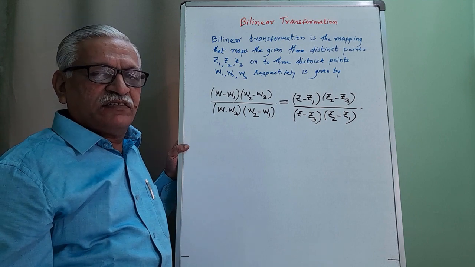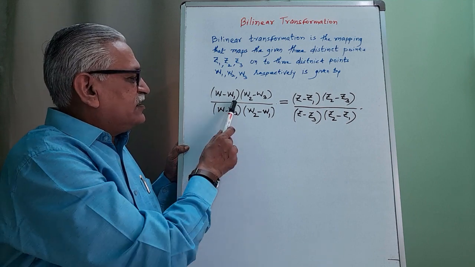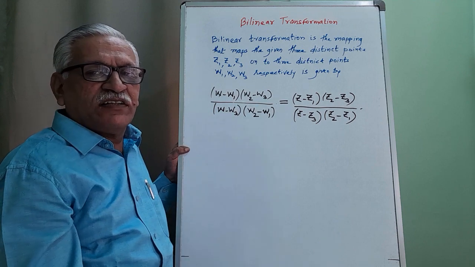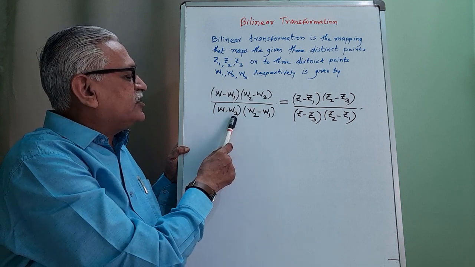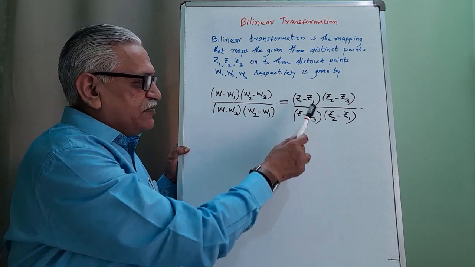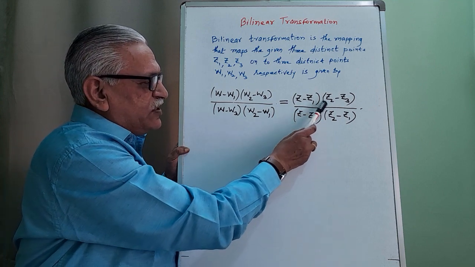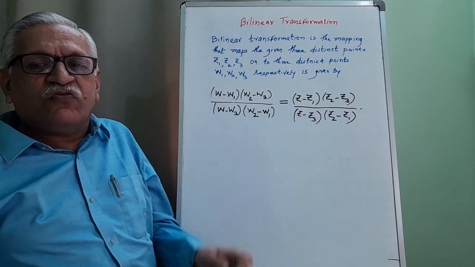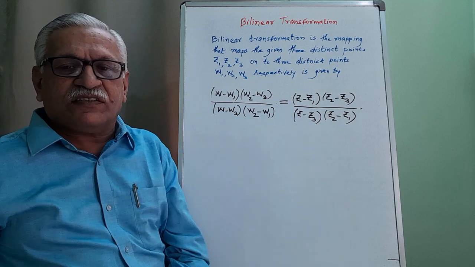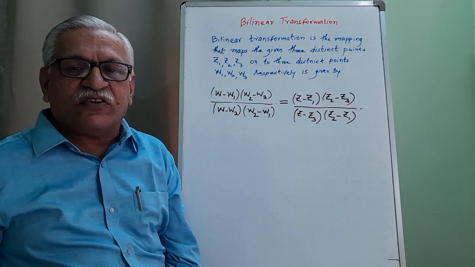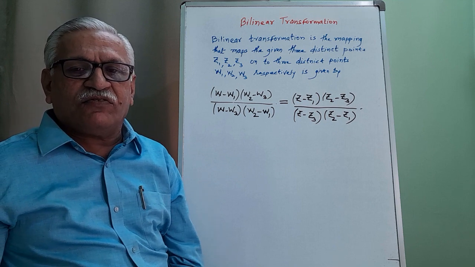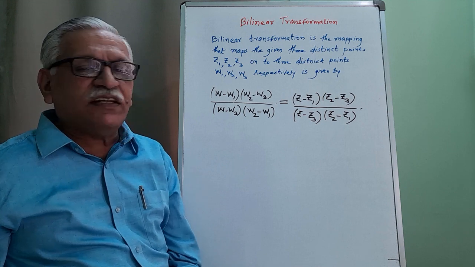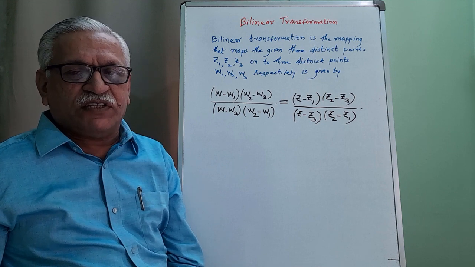Easy to remember the formula. Here the suffixes are 1, 2, 3 in the numerator, and in the denominator it is 3 to 1. The same case for Z also. The suffixes are 1, 2, 3, and in the denominator we have suffixes 3 to 1. If you remember this order, you can easily write down the formula. And then one simple problem, how we can obtain the bilinear transformation for the given 3 points.